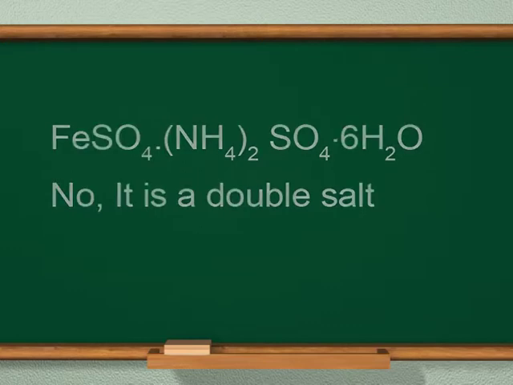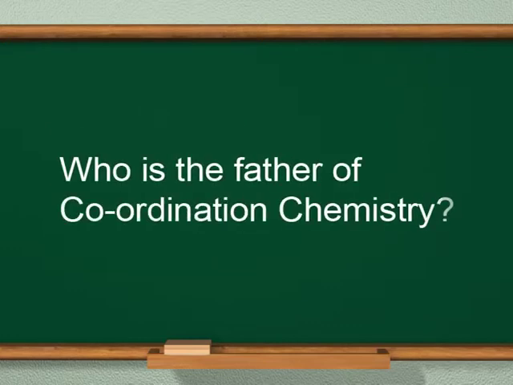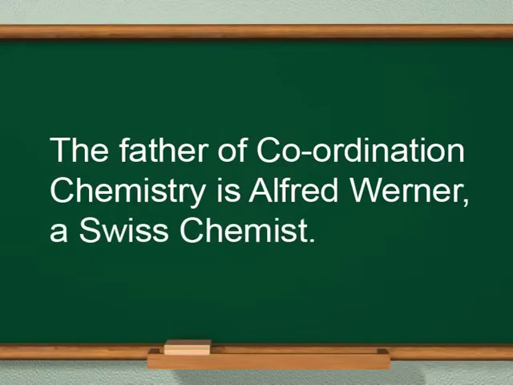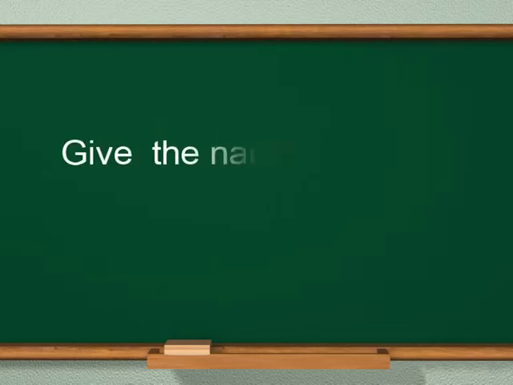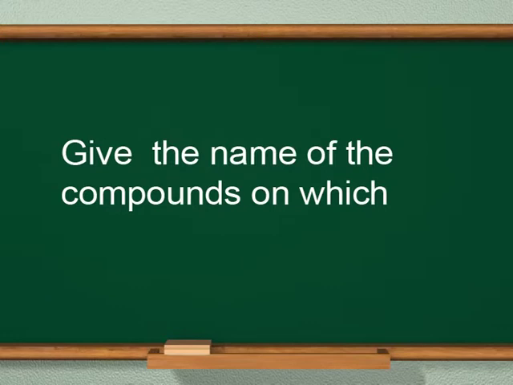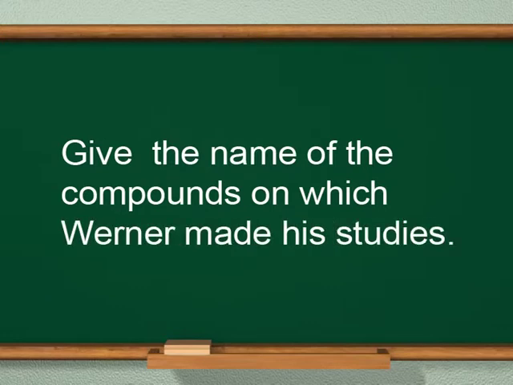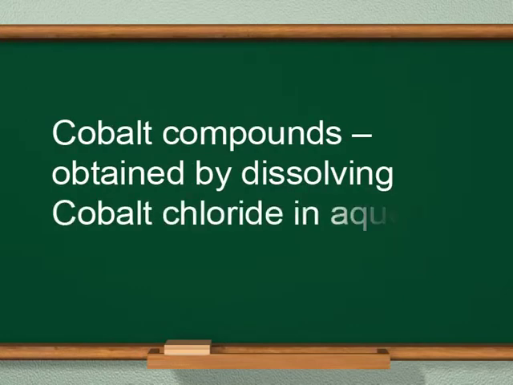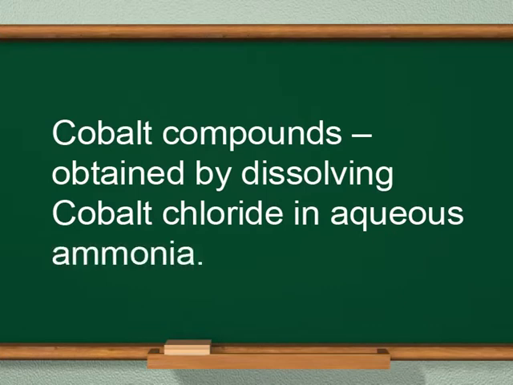My next question is, who is the father of coordination chemistry? The father of coordination chemistry is Alfred Werner, a Swiss chemist. Now answer this one. Give the name of the compounds on which Werner made his studies. And the answer is cobalt compounds obtained by dissolving cobalt chloride in aqueous ammonia.